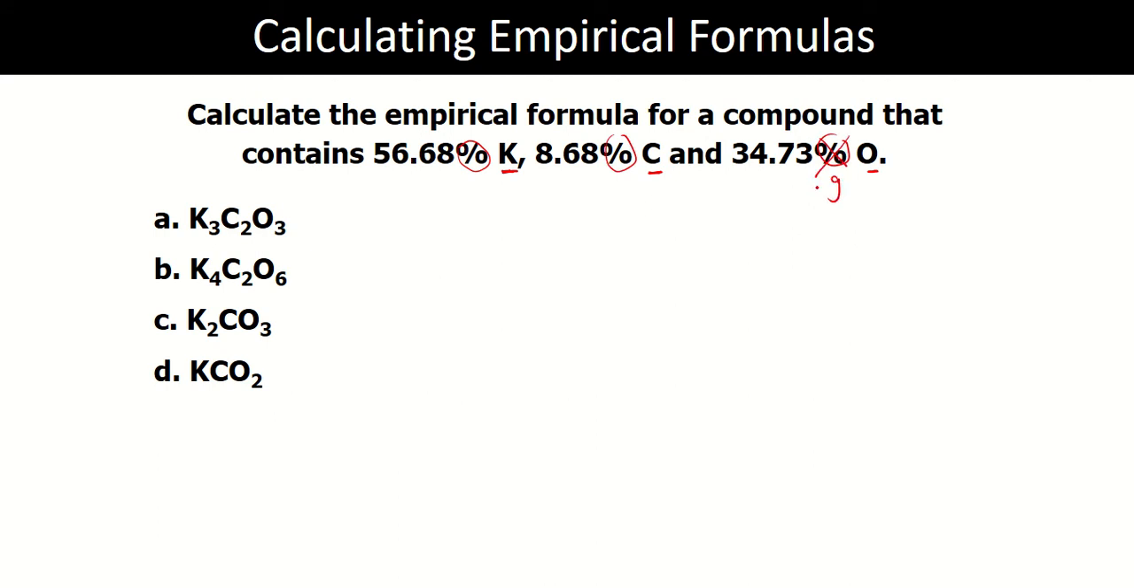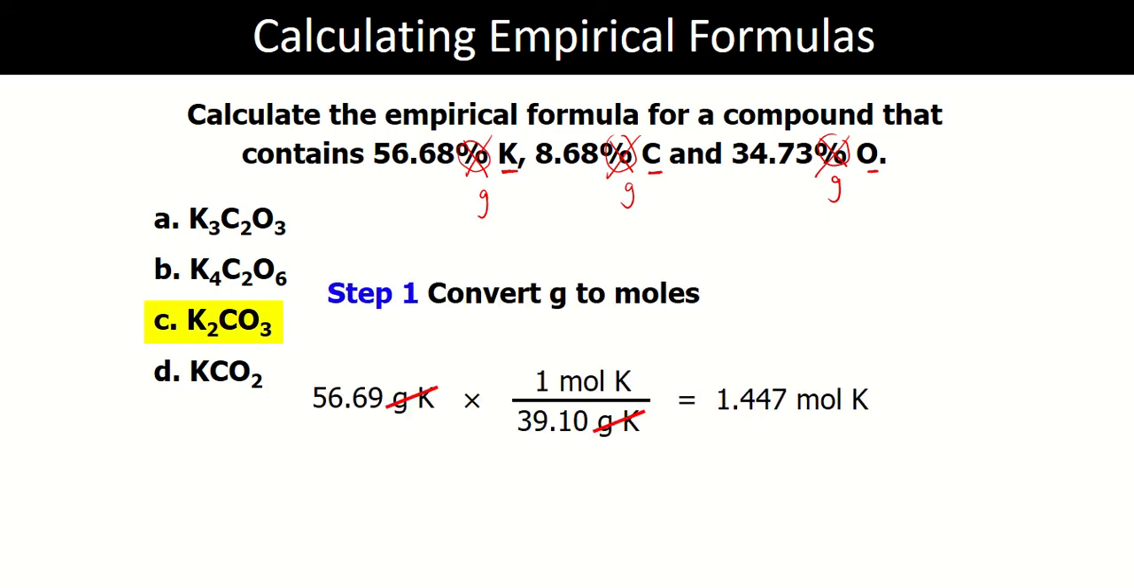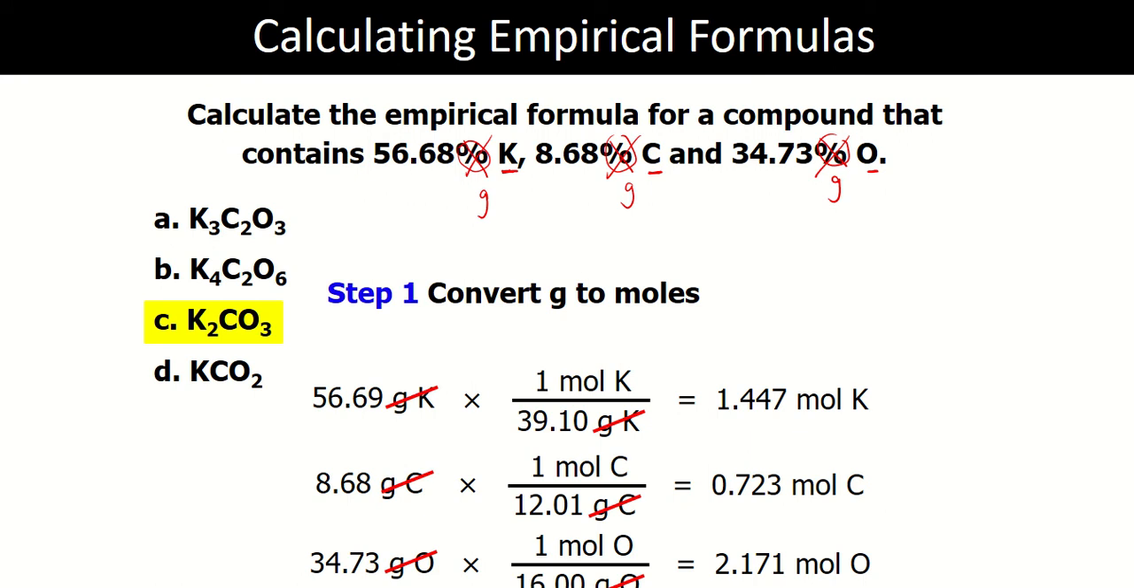So let me cross that one. It looks like we have grams. Next step, we need to convert grams to moles, so you need to use the periodic table of elements. Let me solve that one. If we have grams, I use the molar mass of potassium, so I convert that one to moles. Same for carbon and oxygen. At the end, we have moles of each one.